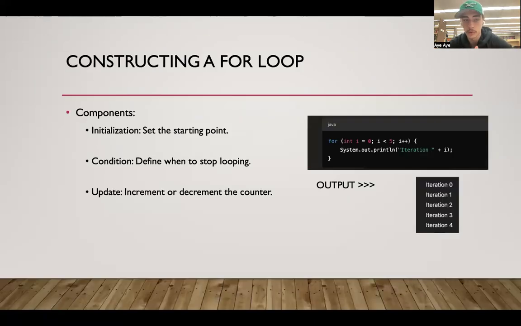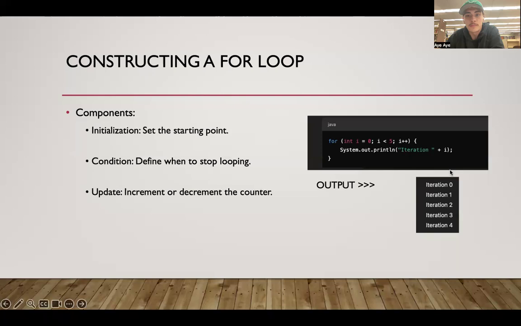The construction of a for loop. For the components, the initialization, or the starting point, begins with the for, and then the condition is given. It defines what to do and when to stop looping. And there's also the update, which increments or decrements the counter, seen in the i++. As you can see right here in this example, the for is given, and then there's the initialization and the condition, as well as the increment given by the i++.